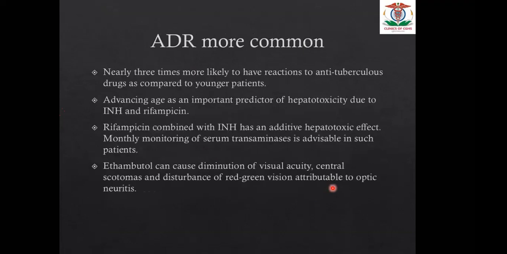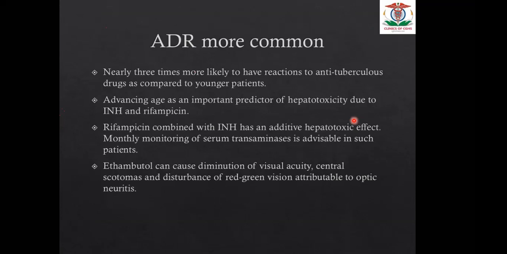Adverse drug reactions are also more common. Nearly 3 times more likely to have reactions to anti-tuberculosis drugs as compared to younger patients. So advancing age is an important predictor for hepatotoxicity due to INH and rifampicin. Rifampicin combined with INH has an additive hepatotoxic effect. So it is not synergistic. They add up and cause more damage.